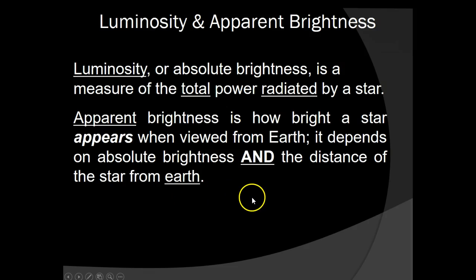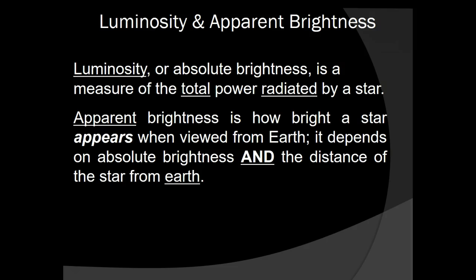And we call that luminosity, or absolute brightness. That's a measure of the total power that's radiated by a star. So the total amount of energy, it's basically like a light bulb. It's the number of watts coming out of that light bulb. We know a 100-watt light bulb is brighter than a 60-watt light bulb. It's the same thing with stars.